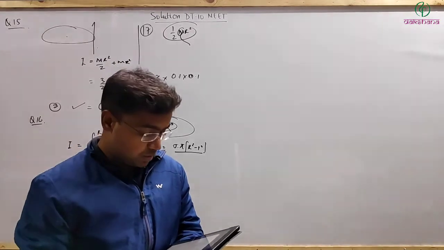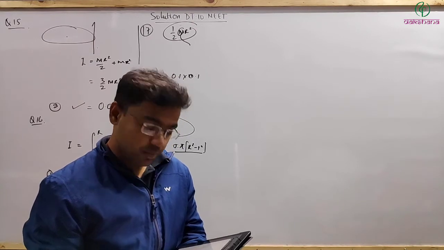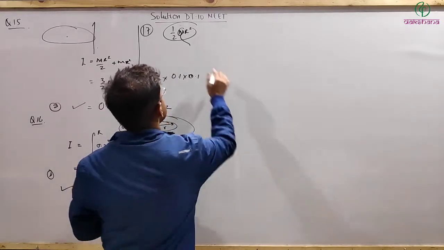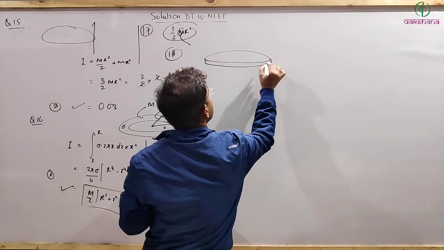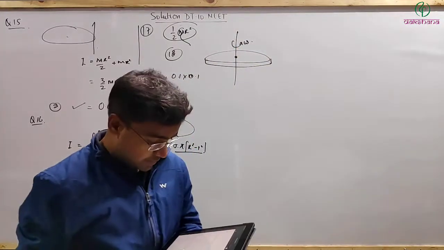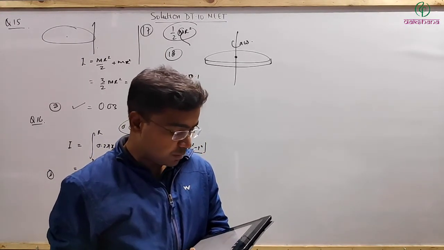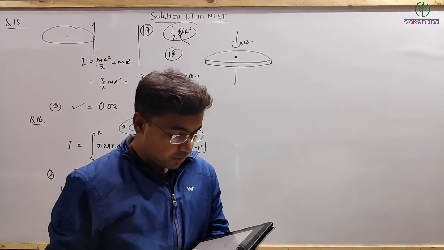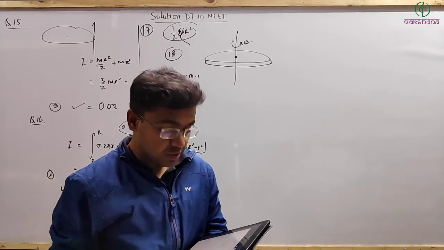Question number 18. A uniform heavy disk is rotating at constant angular speed omega about a vertical axis. So uniform disk, this is question number 18. Disk is rotating with angular speed omega, a heavy disk about a vertical axis passing through the center and perpendicular to the plane of the disk. Let L be its angular momentum. A lump of plasticine is dropped vertically on the disk and sticks to it. What will be constant for disk?